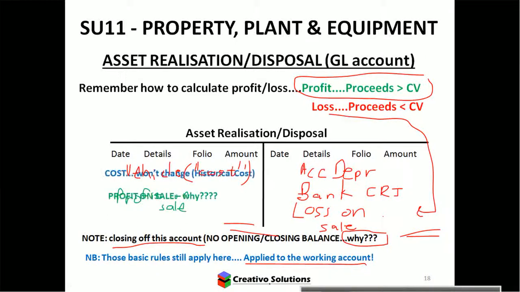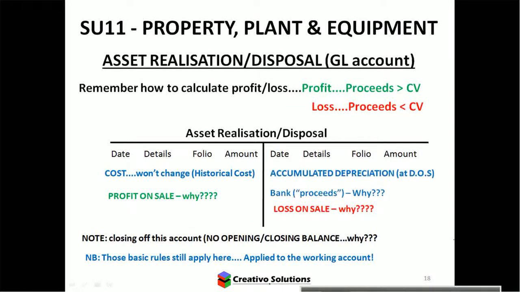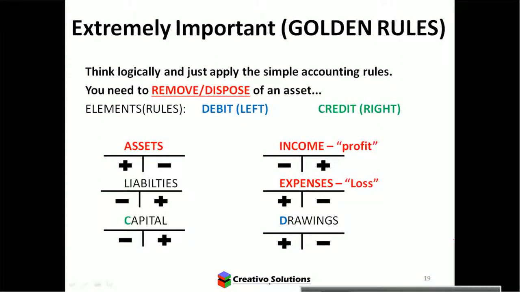Right, and then obviously the last bit, I should have just revealed it instead. Okay, there it is. Cost won't change, it's on that side, profit on this side. Accumulated depreciation on that side, bank proceeds, loss on sale, which is what we just spoke about. Yes. Okay. Right, then don't forget the rules. Profit relates to income, loss relates to expense.